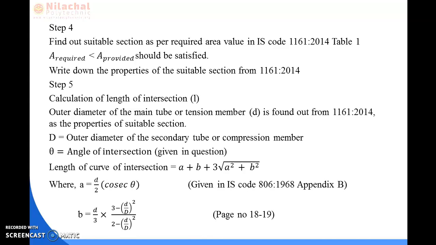806-1968 Appendix B. So the formula is small a plus small b plus 3 into root over of a square plus b square, where a can be calculated by the formula small d by 2 cosec theta, and b can be calculated by the formula d by 3 into (3 minus (small d by capital D) square) divided by (2 minus (small d by capital D) square), which is already given in IS code 806-1968 on pages 18 to 19.